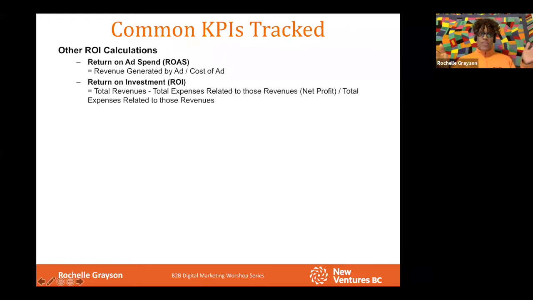Similarly, but in a very different way, there's also return on investment. Return on investment takes the total revenues that you receive in a given period, that could be monthly, weekly or whatever, minus the total expenses related to those revenues. In essence, we often call this the net profit over a period of time. And you divide that by those total expenses related to those revenues. I put in "expenses related to those revenues" because that is not just total expenses, but the expenses that were used to generate those specific revenues, those products or services. And that's really where return on investment comes in.